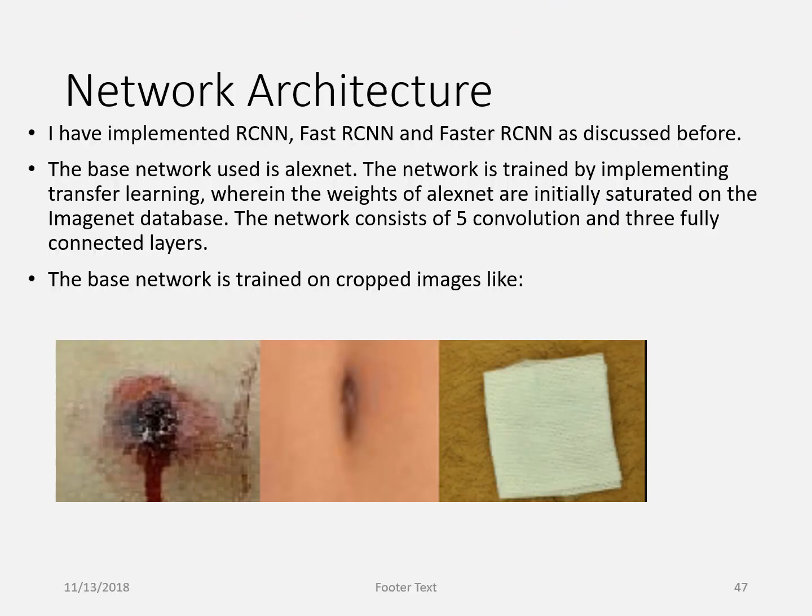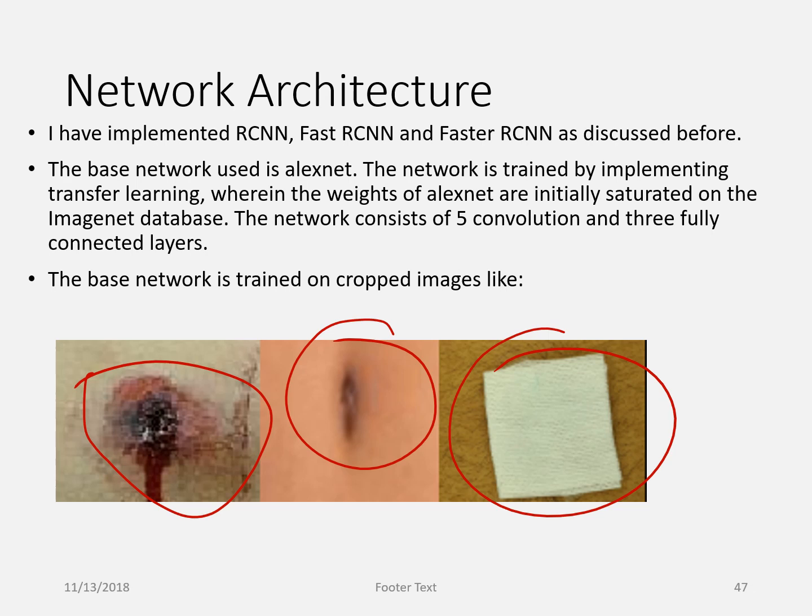Moving on, the architecture. As my friends discussed Fast RCNN, Faster RCNN, and normal RCNN, all of these networks require a base network. I could have used AlexNet, or VGG trained on ImageNet as my base network, but I thought I should first train that network on my images. Here the images I take are cropped images, so that the network is able to classify umbilicus, wound, and bandage.